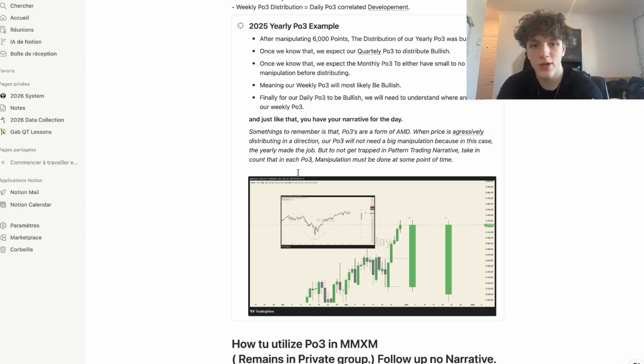Some things to remember is that power of 3s are a form of AMD. When price is aggressively distributing in a direction, our power of 3 will not need a big manipulation because in this case, the yearly made the job. But do not get trapped in pattern trading narrative. Take in count that each power of 3 manipulation must be done at some point of time.